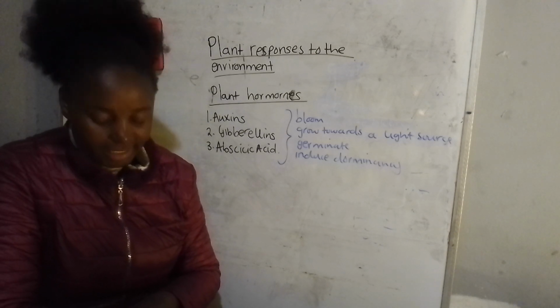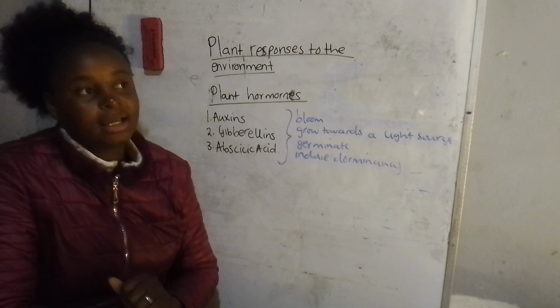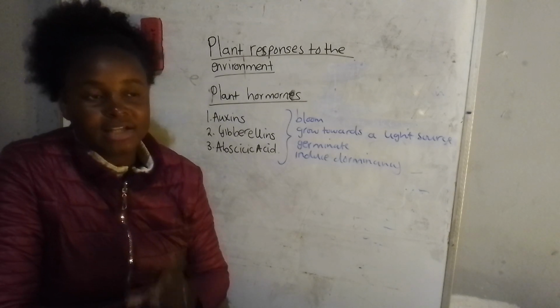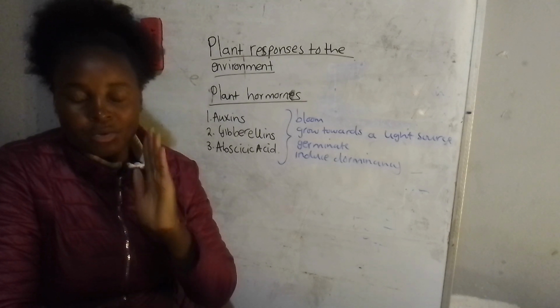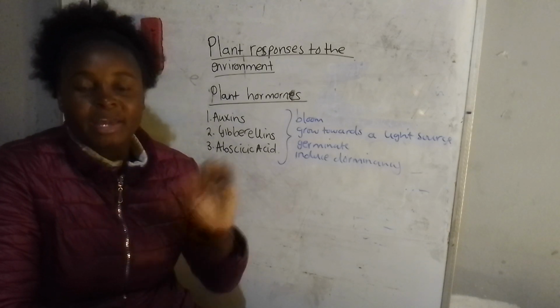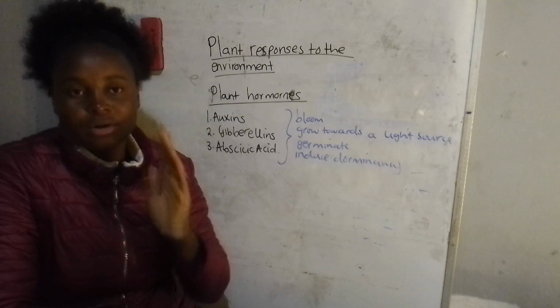They also promote apical dominance. It suppresses the growth of lateral buds, which means to say when we have a lot of auxins, the plant will only grow, will become longer and longer. There will be elongation of the plant, and we'll be having less branches, no branches at all. It will be just getting long and long.